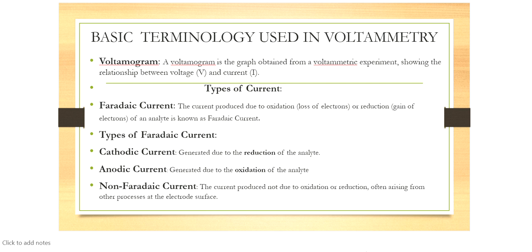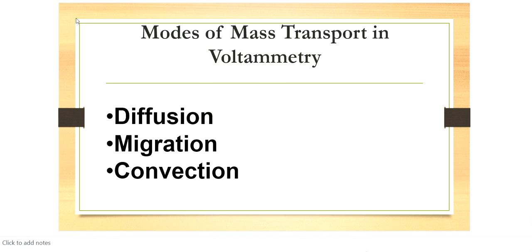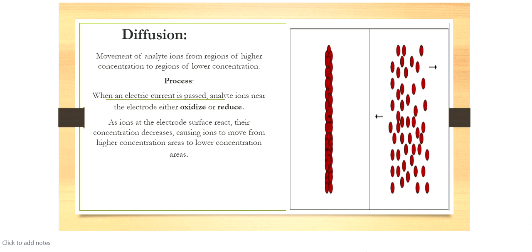Now I am going to explain the internal mechanism, what will happen inside the electrochemical cell, how the mass will be transferred from one place to another. So basically there are three modes of mass transfer in electrochemical cells. One is diffusion, migration, and convection. Diffusion is a transfer of mass due to the concentration difference. Here the concentration difference is the driving force of this type of mass transfer.